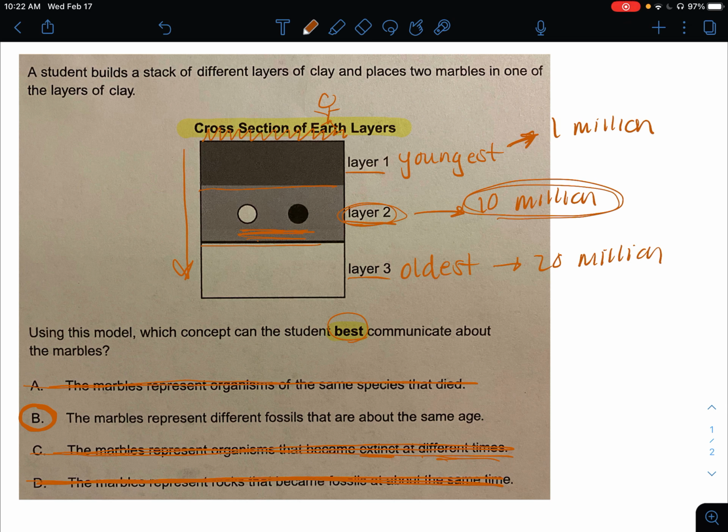So again, the layer that they're in has nothing to do with how long it takes them to become a fossil. It just shows how long ago that living thing, that animal, that plant was alive on the earth. So our answer here is going to be B. That is the one that's going to be best. So put your answer, tell me why it is correct, and then you're done.